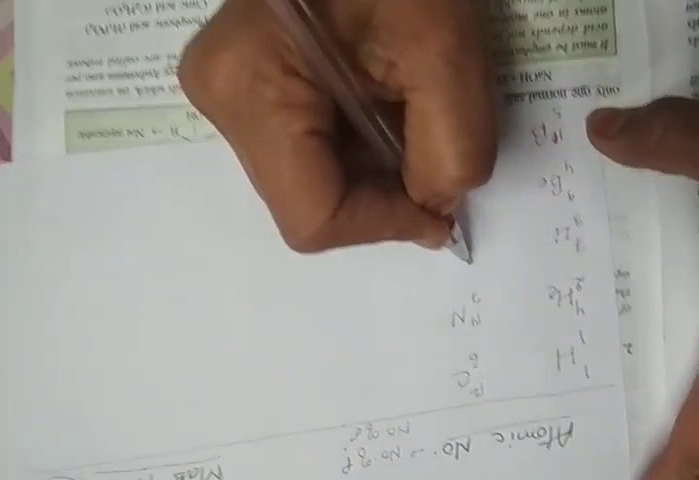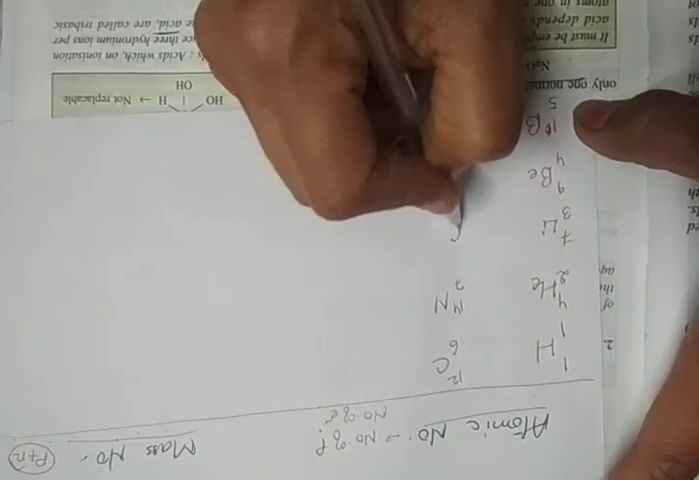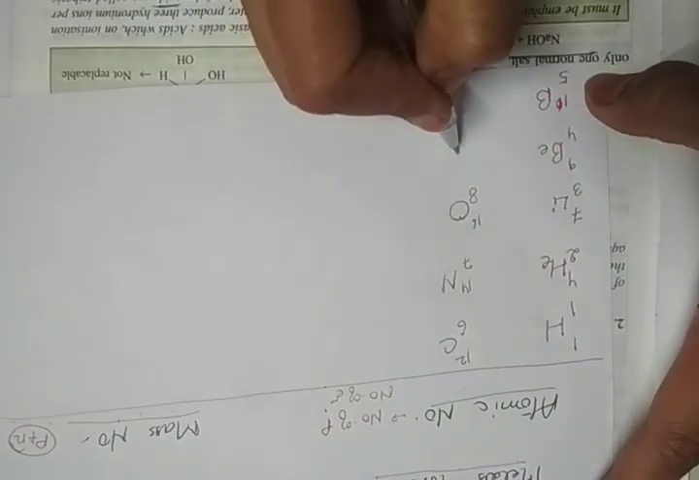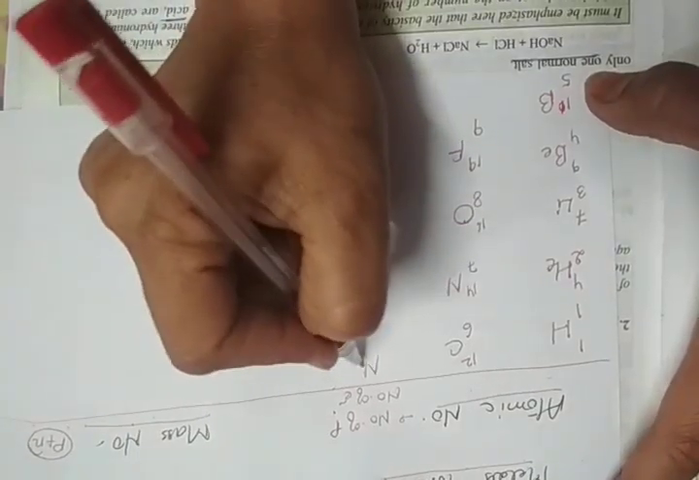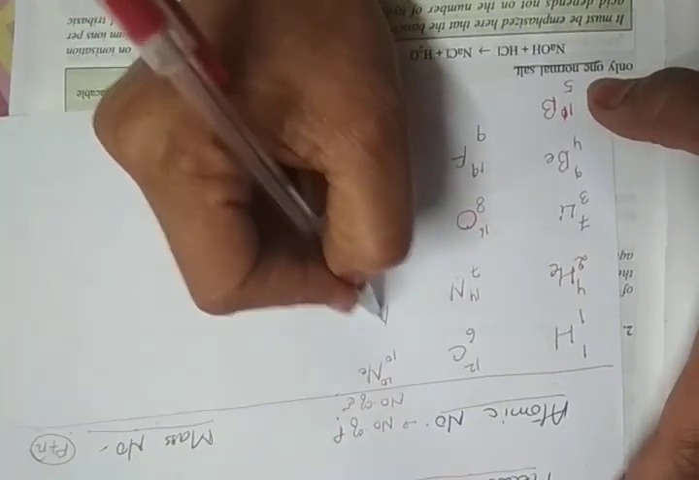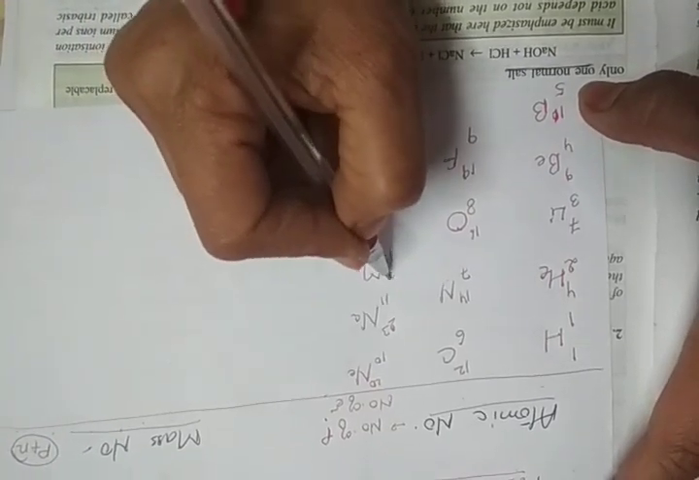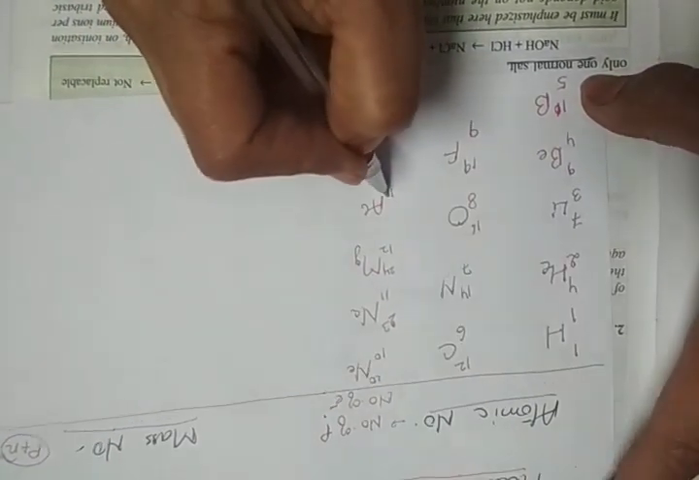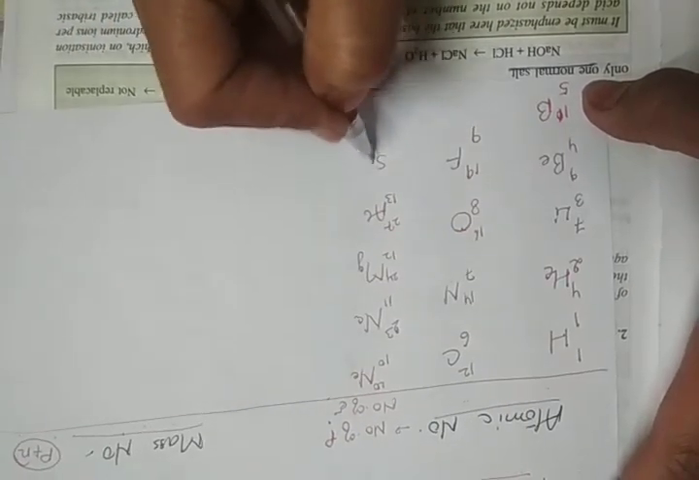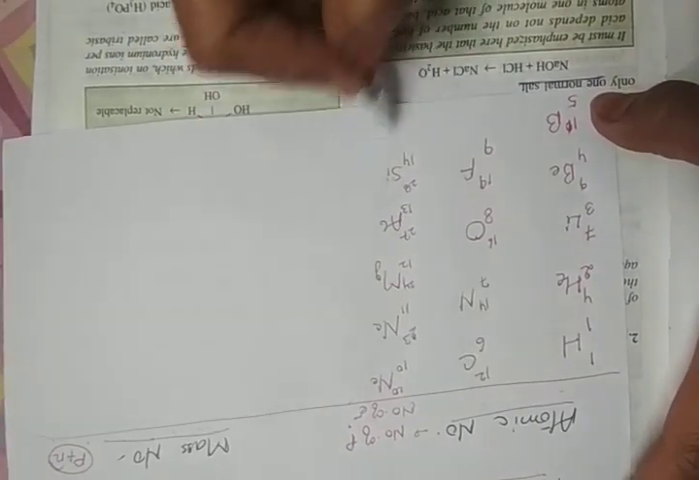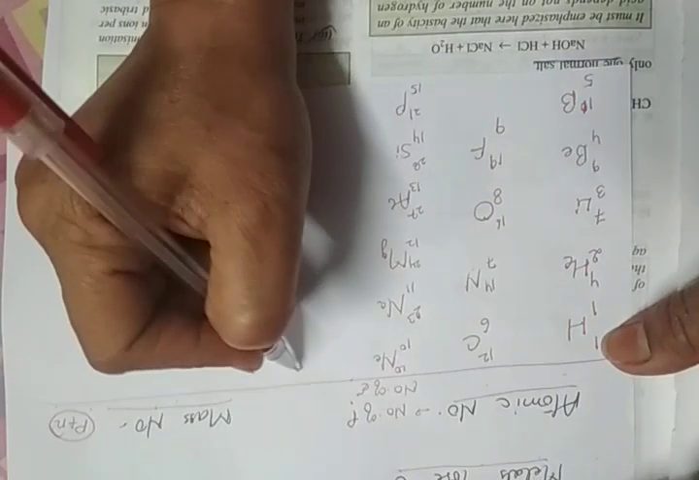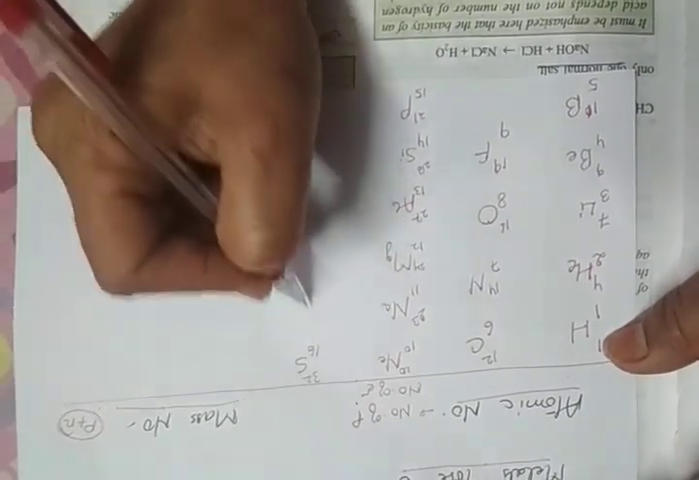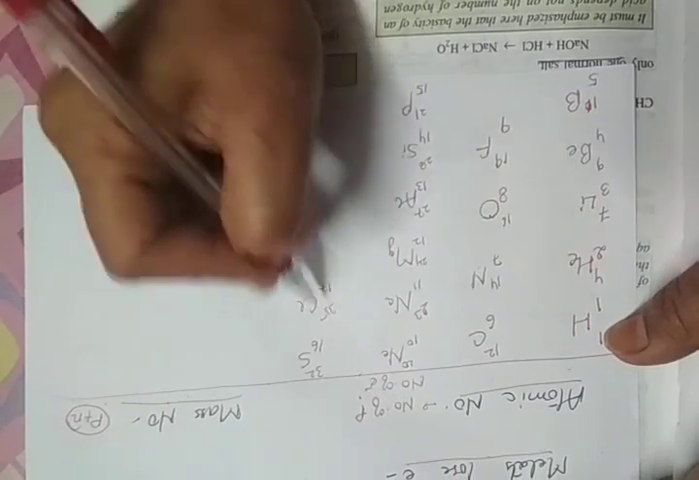Nitrogen, 7, 14. Oxygen, 8, 16. Fluorine, 9, 19. Neon, 10, 20. Sodium, 11, 23. Magnesium, 12, 24. Aluminium, 13, 27. Silicon, atomic number 14, mass number 28. Phosphorus, atomic number 15, mass number 31. Sulfur, 16, 32. Chlorine, 17, 35.